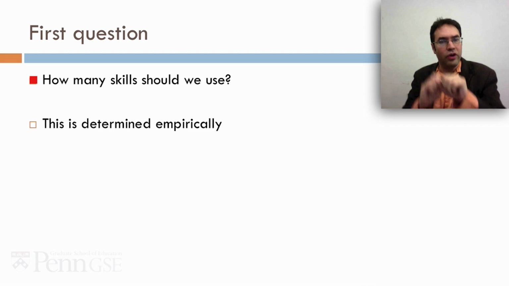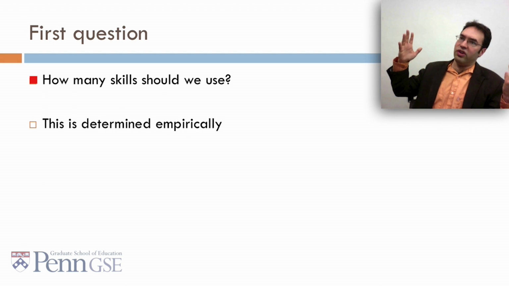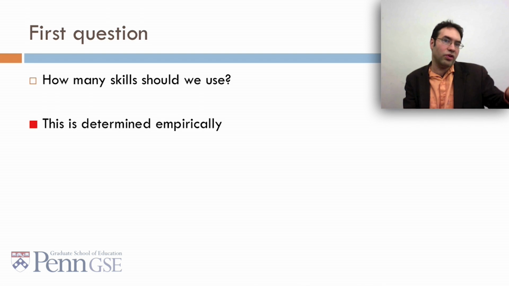So now let's talk about Barnes et al.'s algorithm. The first question is, how many skills should we use? Should we try 3 skills, 78 skills? This is actually determined empirically. Everything's empirical in this algorithm.